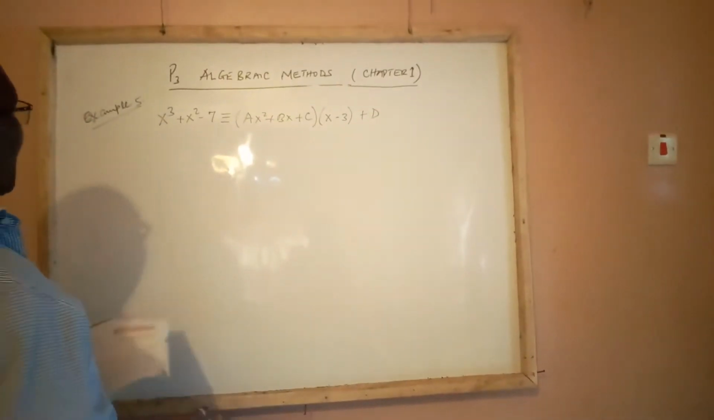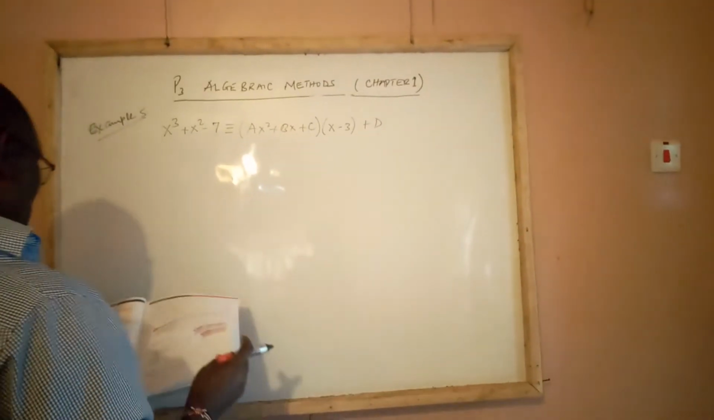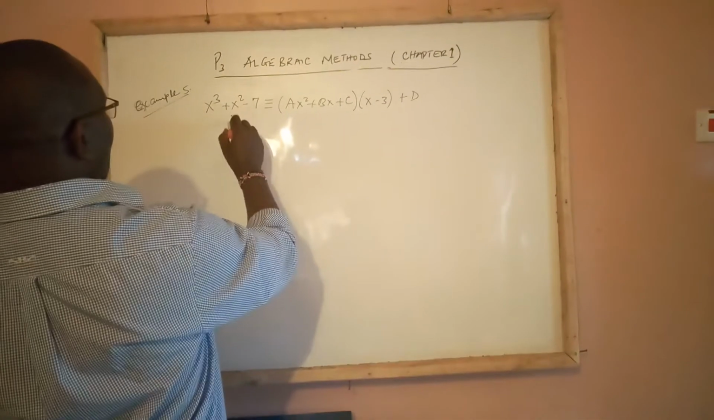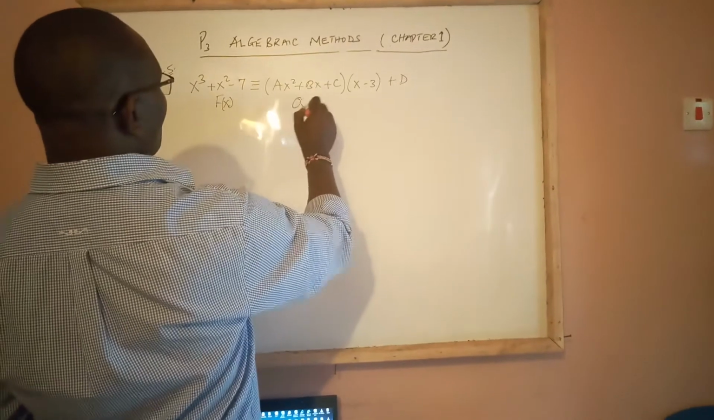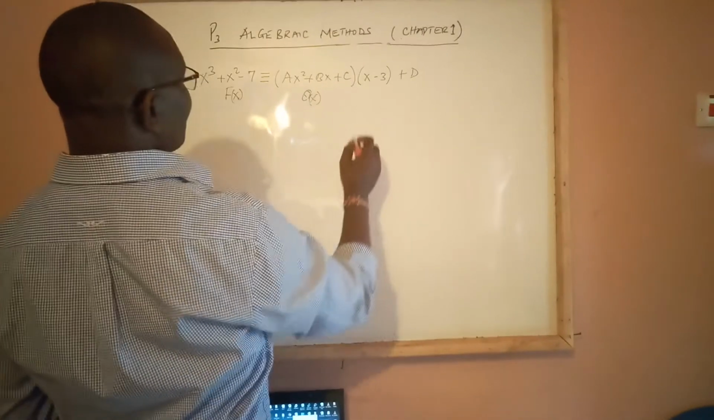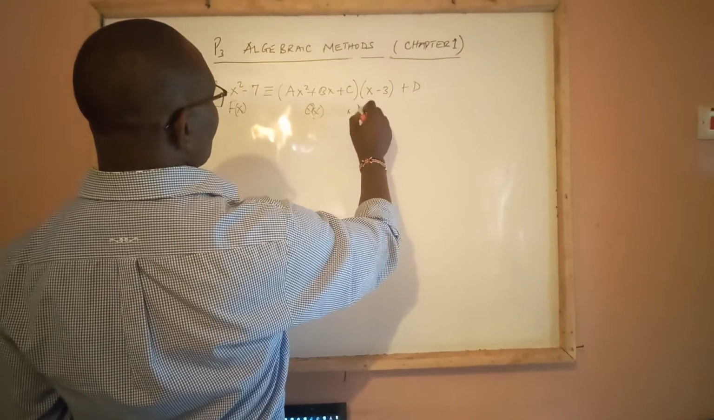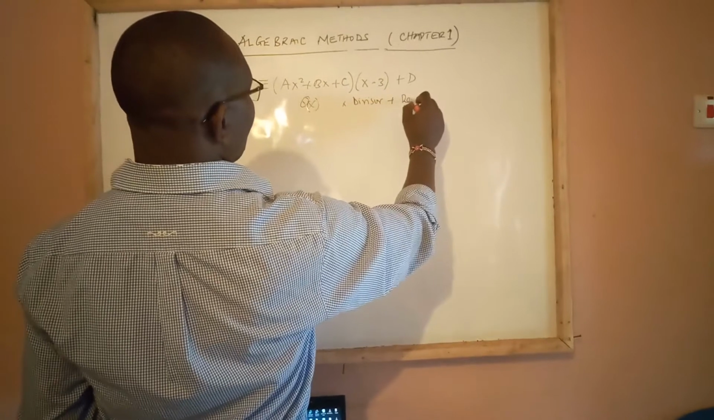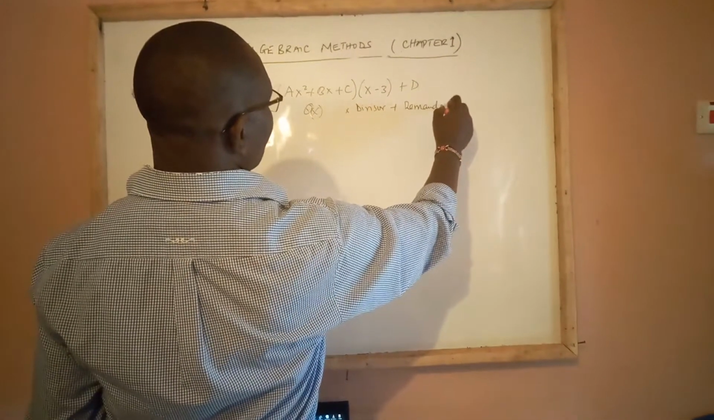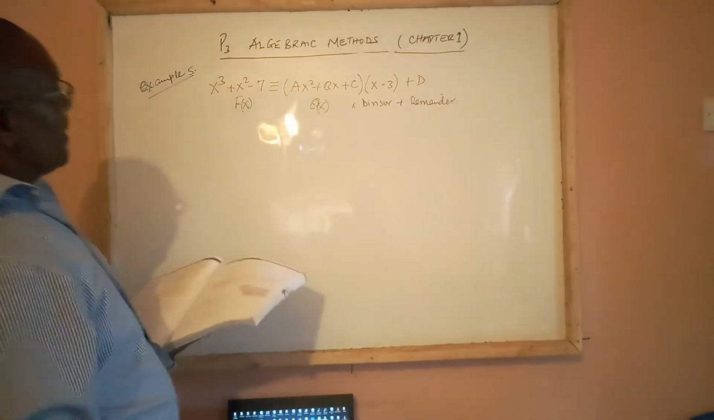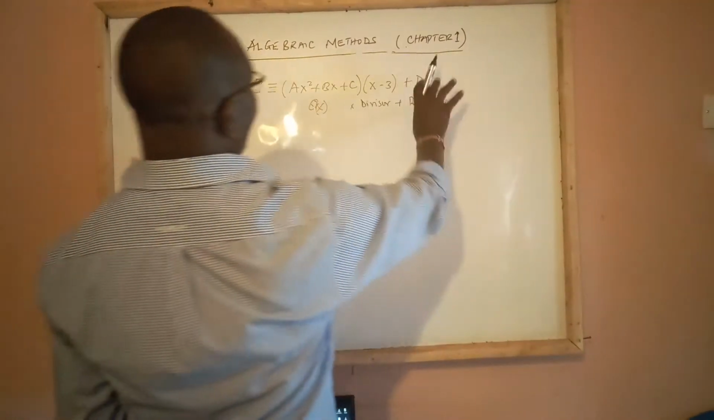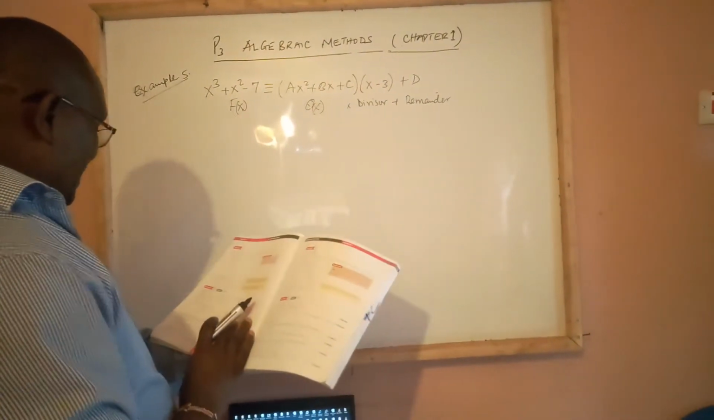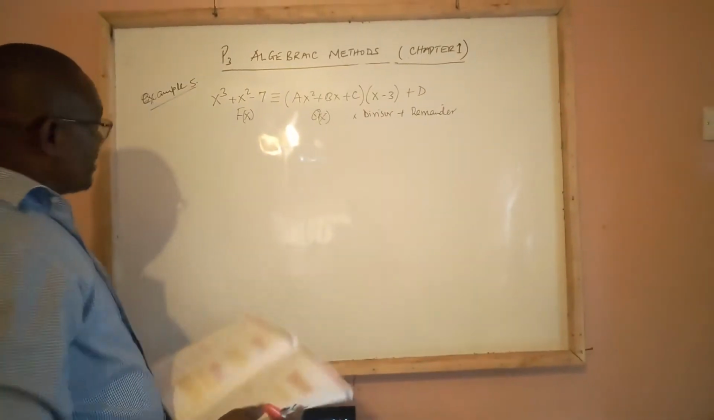Well, we realize that we are going to use method 2, whereby this is in terms of f(x) equals q(x) times the divisor plus the remainder. Exactly, it is in that format, and the moment we open all these brackets, they should be equal to the left-hand side. Now, what exactly do we do?